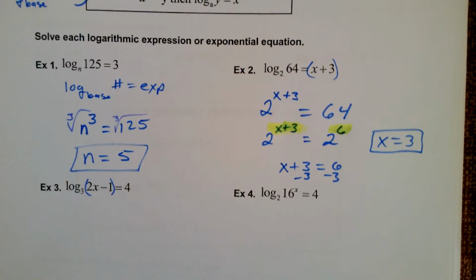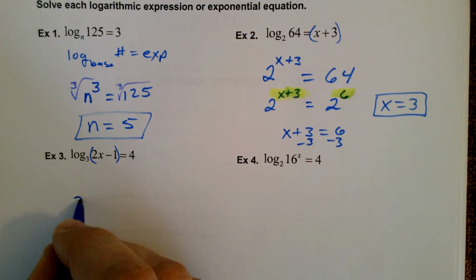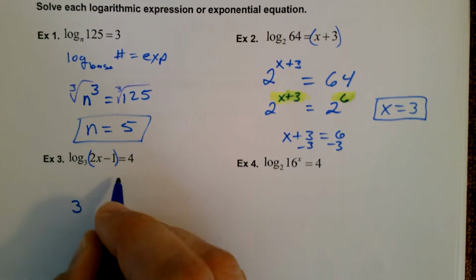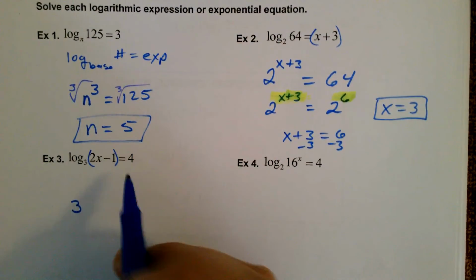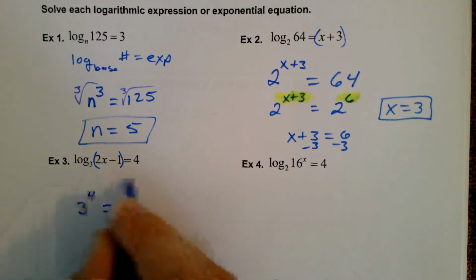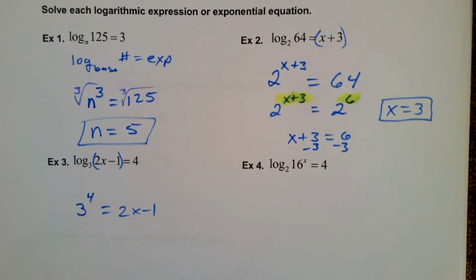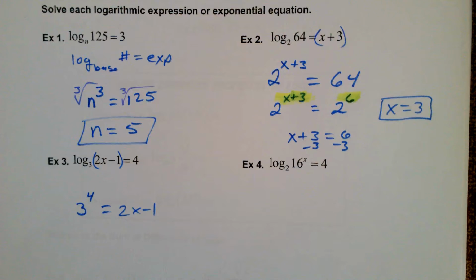It's the number, okay? So we set it up. We got our base. Our base is 3. Equals exponent. So again, our exponent is this guy, the 4. So 3 to the 4th is equal to that number, 2x minus 1. So I've converted from logarithmic to exponential. I got rid of that log, so now I can solve.